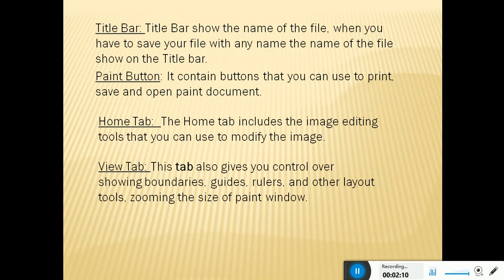Now the next is home tab. The home tab includes the image editing tools that you can use to modify the image. Home tab contains different groups, just like tool group, shape group, color group. Now the next is view tab. This tab also gives you control over showing boundaries, guides, rulers and other layout tools, and zooming the size of the Paint window.